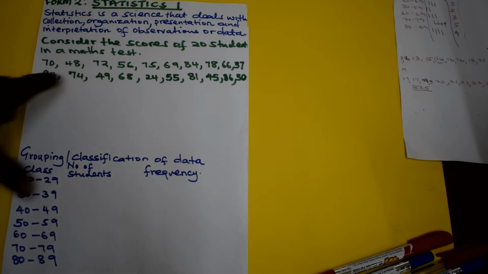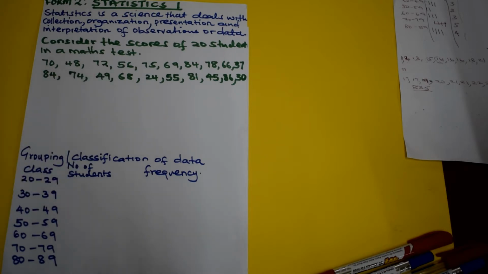When the scores are listed as below, they are not meaningful in the way they are. So we normally have to organize the data so that we can move on to the next process of presentation, interpretation, and then we can make decisions using the data as it comes out. So organization of data, we are going to call it grouping.